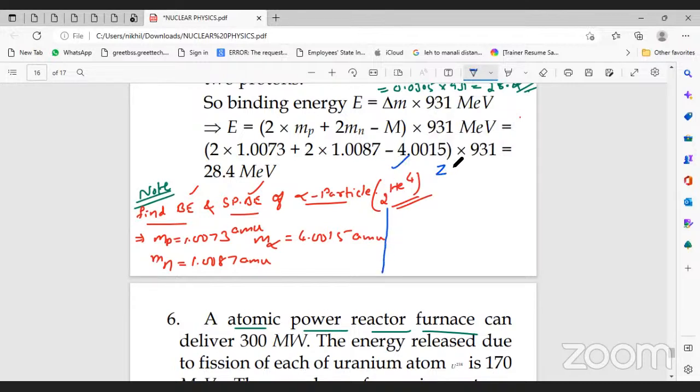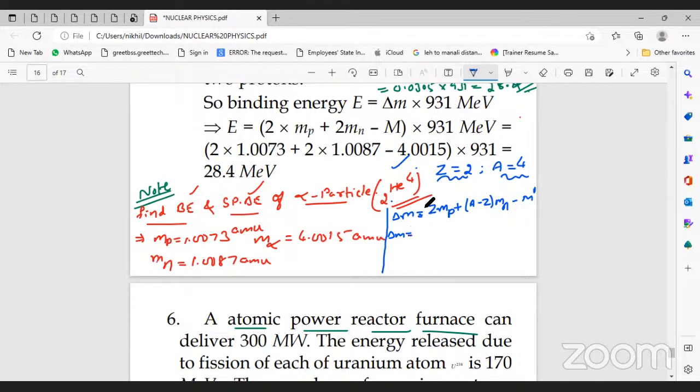the value of Z. Z value is 2. What is mass number A? 4. By knowing the Z value and mass number A, you have to find delta M. Students, how to find the mass defect if you know the atomic number and mass number? Delta M is given by the formula Z Mp plus (A minus Z) Mn minus M dash. M dash means the actual mass of the alpha particle.